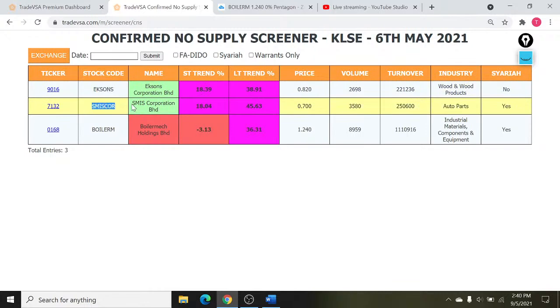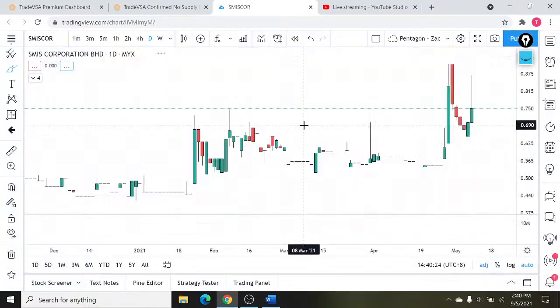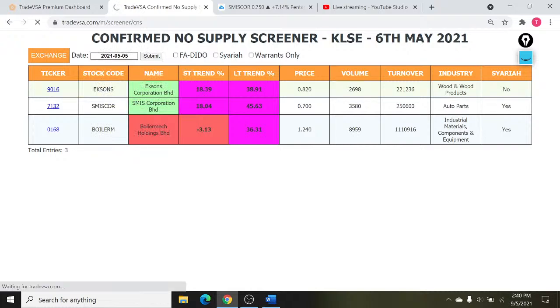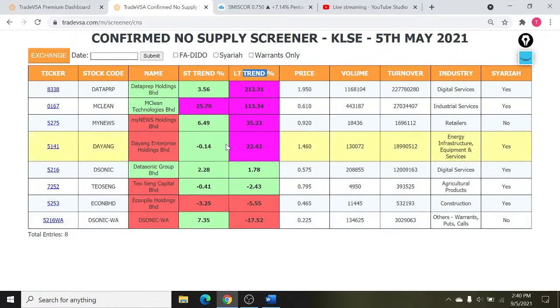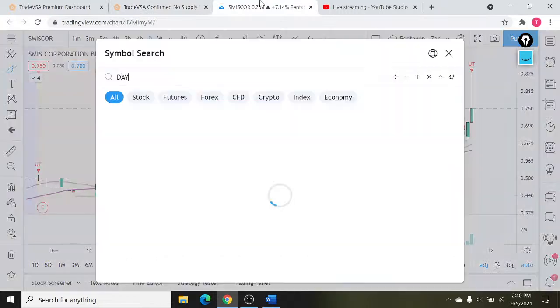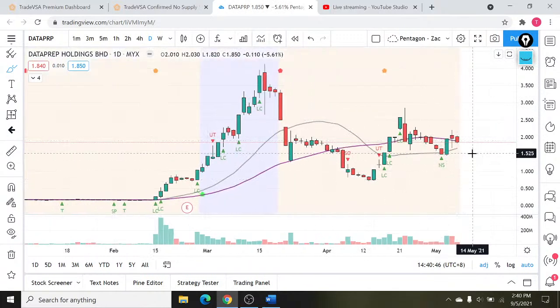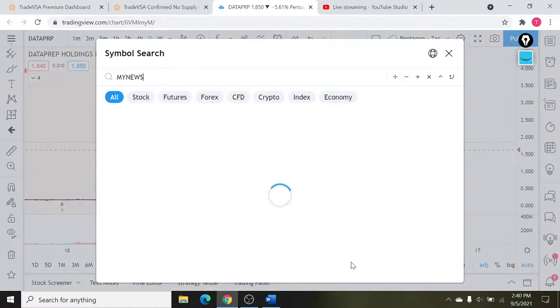Okay, SMI, SMIS. Also illiquid. Data prep. Okay, data prep, Mclean, My News, Dayang. Data prep. If you're interested, here's the area, NS. Okay, let's try My News.